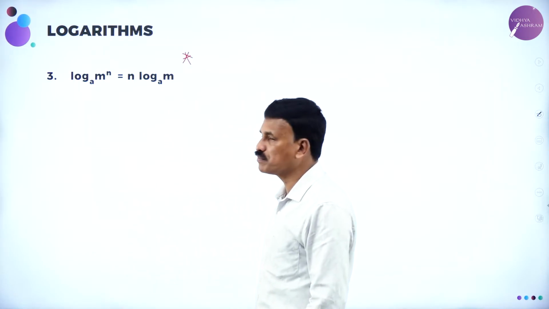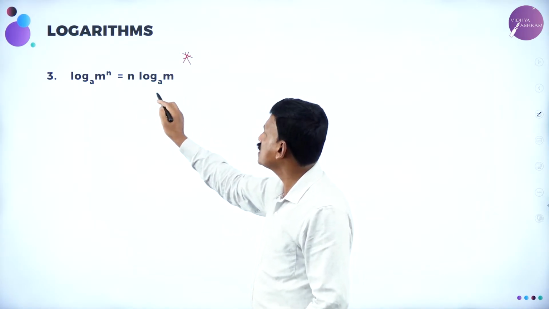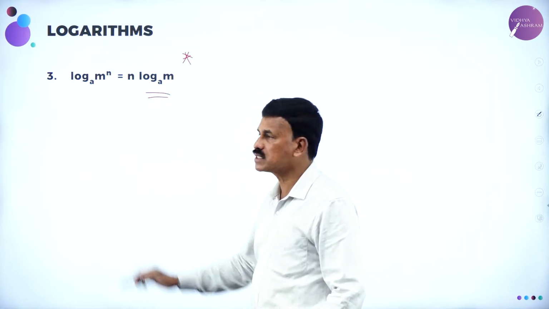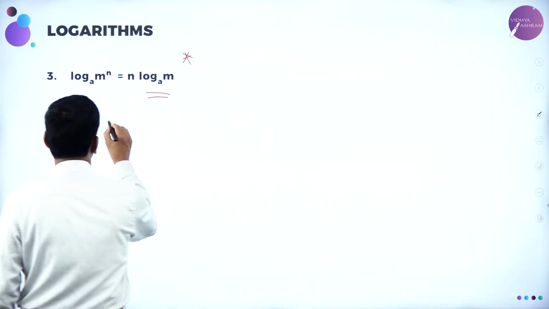Logarithm of m to the power of n to base a is equal to n log m to base a. The power comes here: n into log m to base a. Now let us come to the proof.